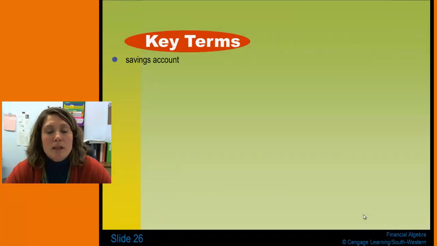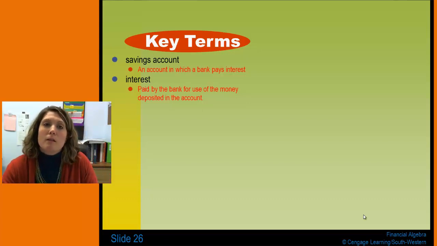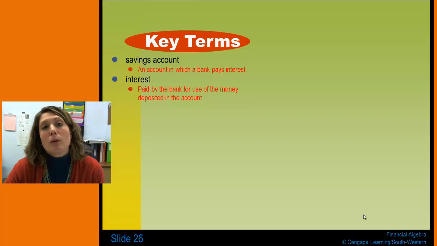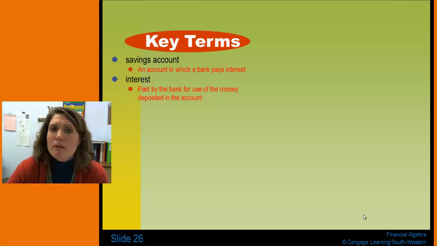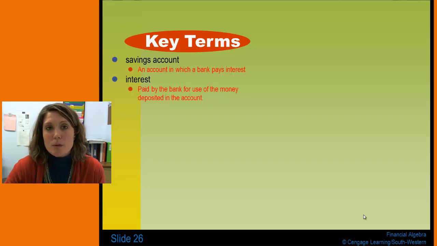Our key terms, as always, the first one is savings account. This is an account in which a bank pays interest. Interest is paid by the bank for use of the money deposited into the account. That money doesn't just sit there. The bank actually uses your own money that you put in there to pay out loans to people. So even though you put money in there, it's not necessarily your money right now. The bank uses that, like I said, to pay out loans to other customers.